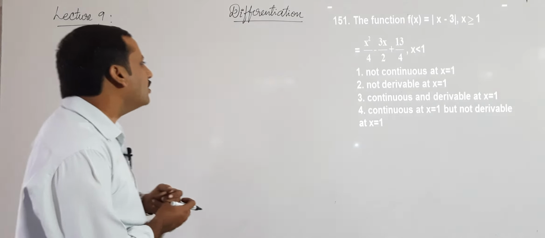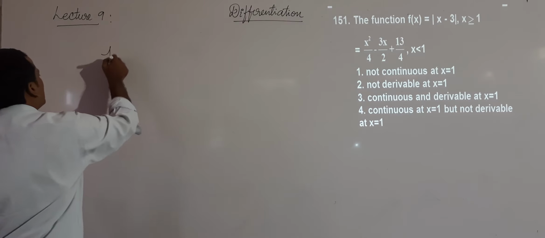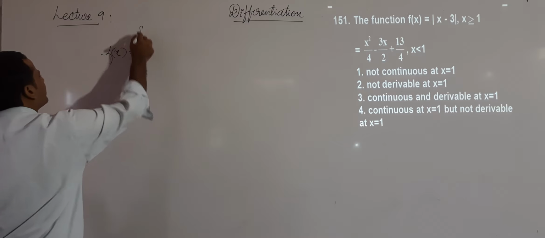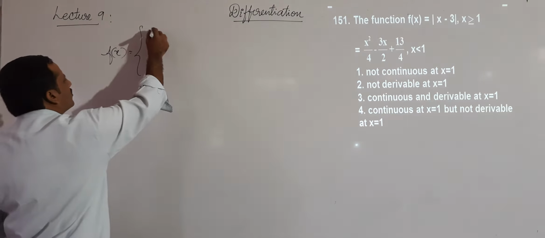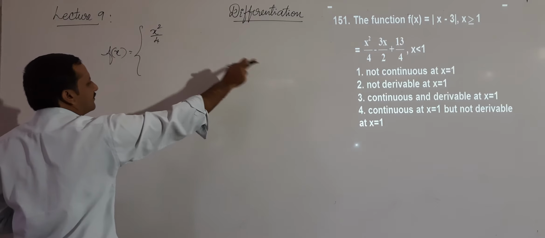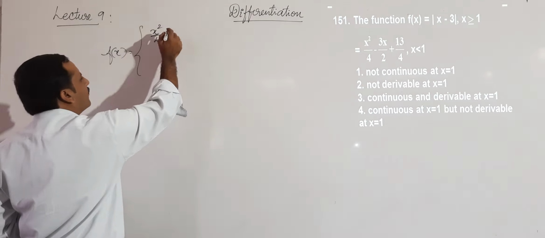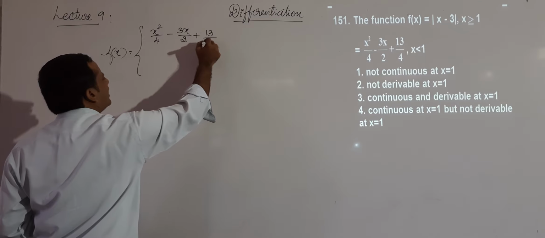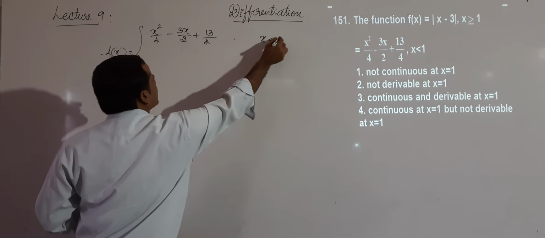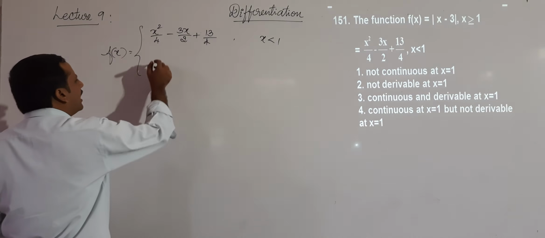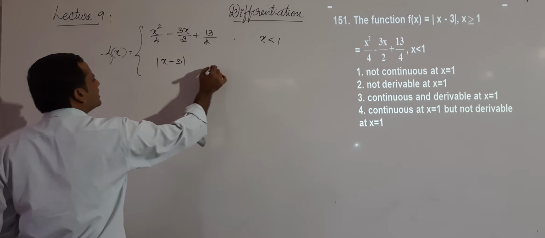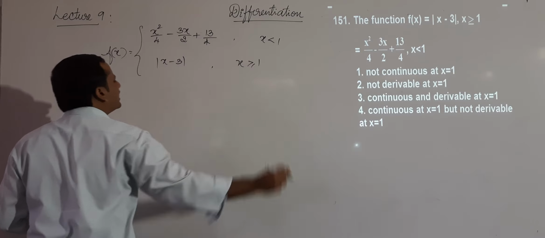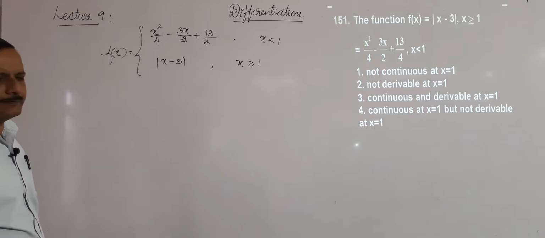Okay. Let us say how this function is defined. F of x is equal to x square by 4 minus 3x by 2 plus 13 by 4 whenever x is less than 1. And it is mod x minus 3 when x is greater than or equal to 1.